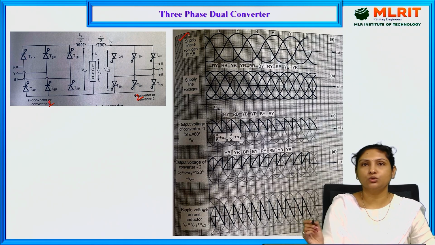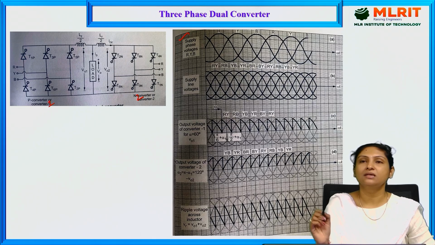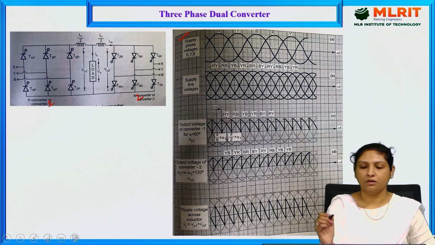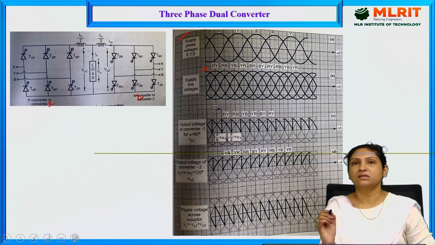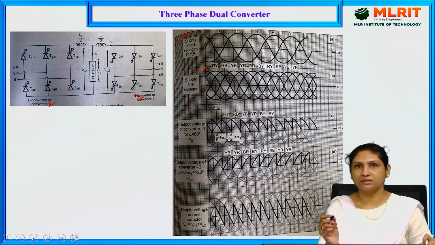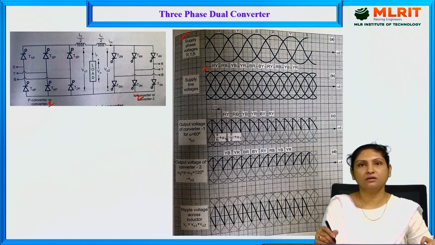And then coming to the line voltages. Each line voltage is 60 degrees apart, and this particular RY leads the R phase by 30 degrees. I have already clearly explained these line voltages, how to draw them manually as well as with the help of a graph. Please refer to my previous videos for clear understanding, where I have also explained the phasor diagram for these line voltages. Now let us check out the output voltage for the three-phase dual converter.